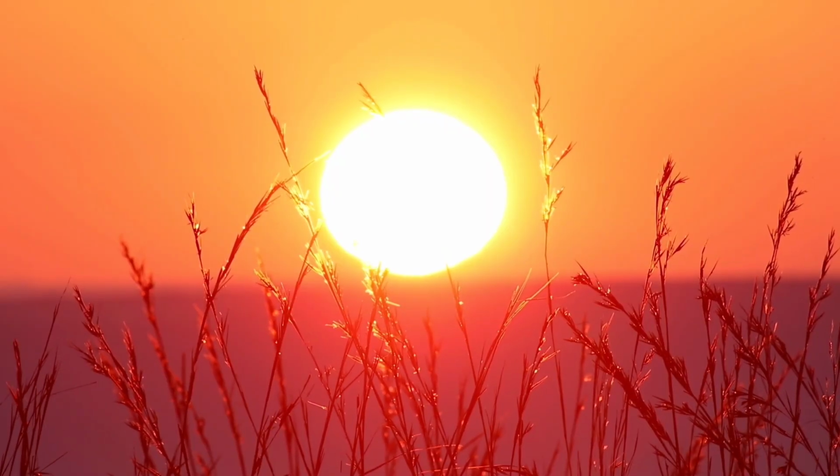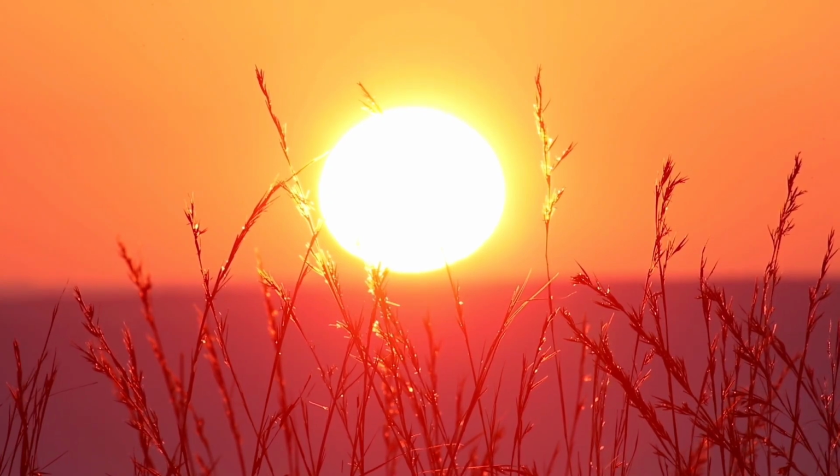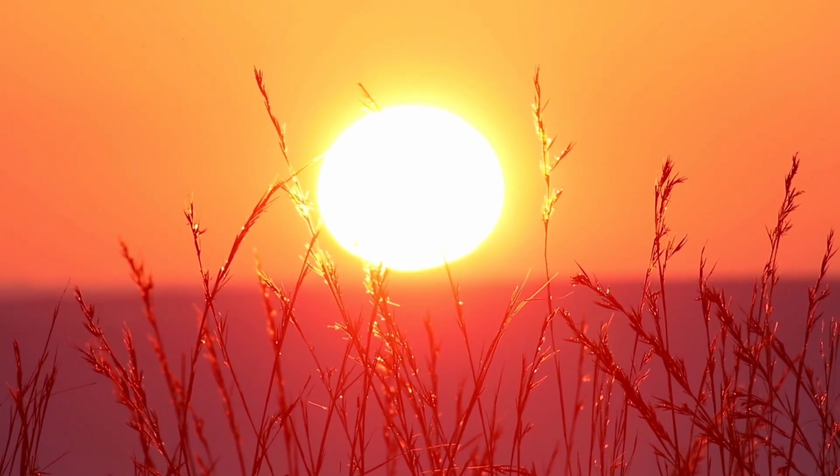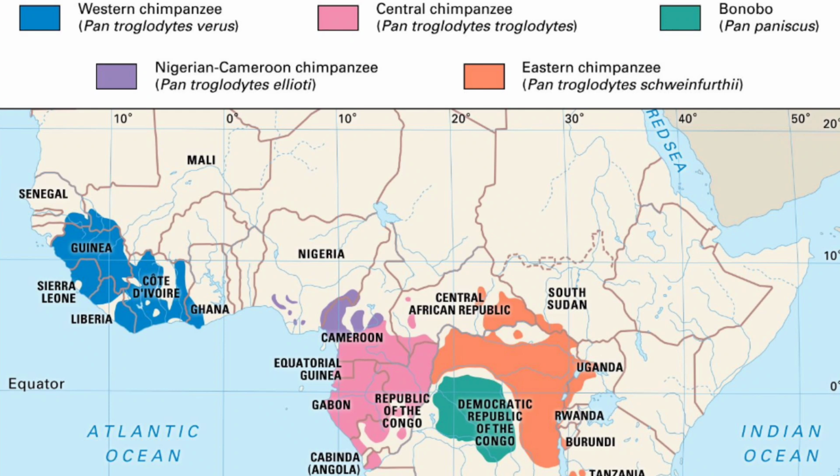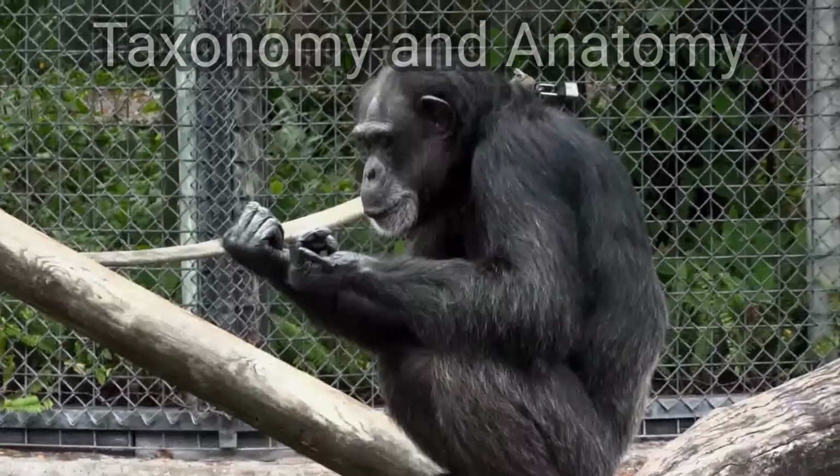Today, I am going to talk about the species Pan troglodytes, also known as the chimpanzee. This species inhabits equatorial Africa, from Senegal in the west to Lake Albert and northwestern Tanzania in the east.